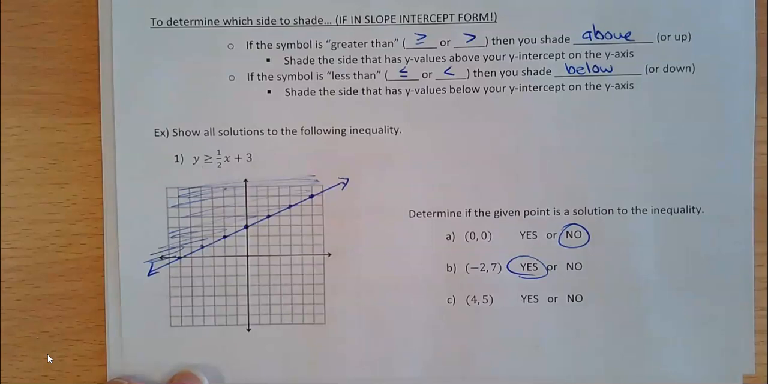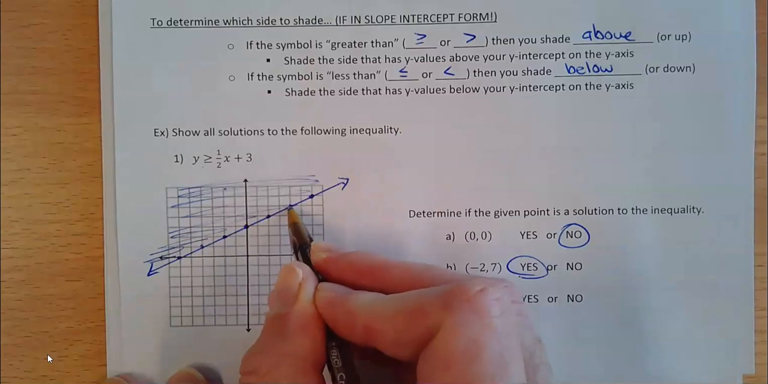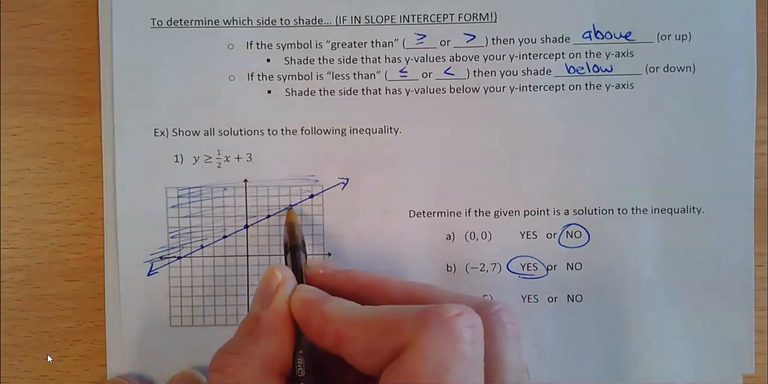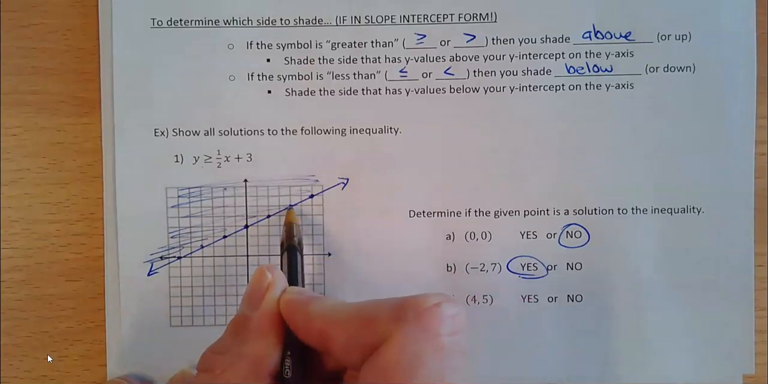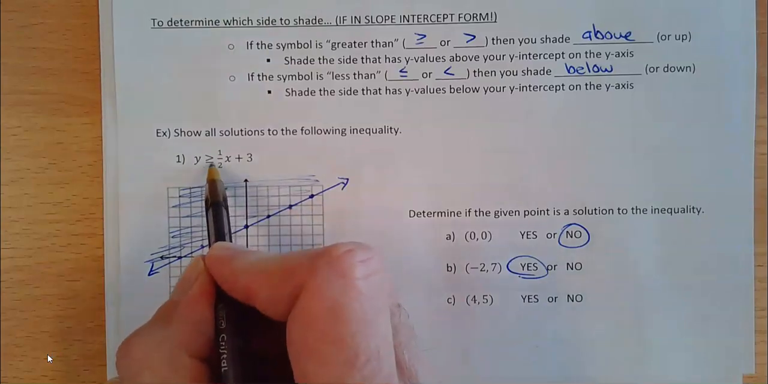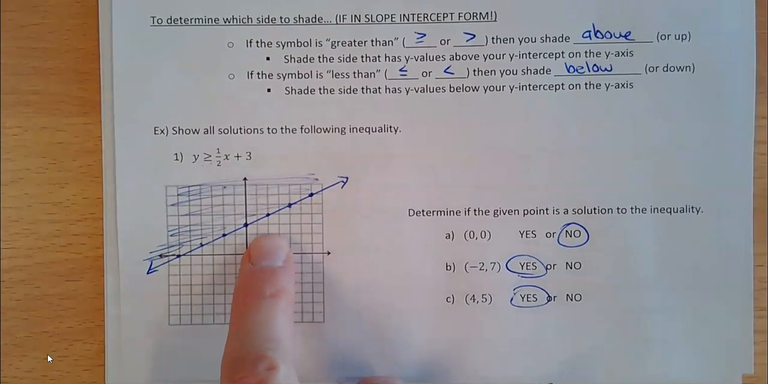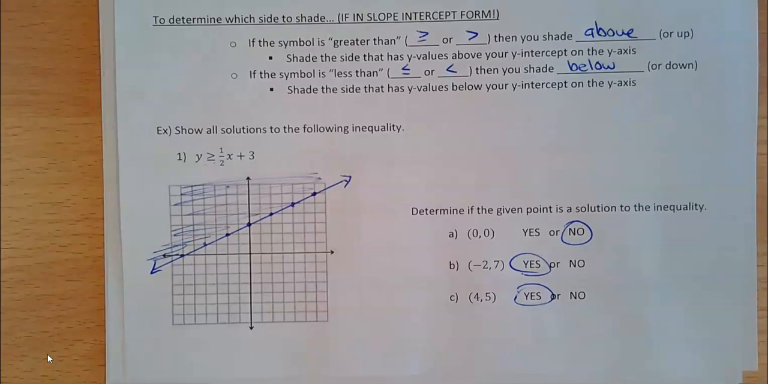And then (4, 5), let's see, 1, 2, 3, 4, 1, 2, 3, 4. It's right on the edge. Is that a solution or not? Yes, on this one, since it's equal to and the line is solid, that is a solution. If this was a dashed line, that would not be a solution, because it's on the edge, but it's not quite part of the solution set.